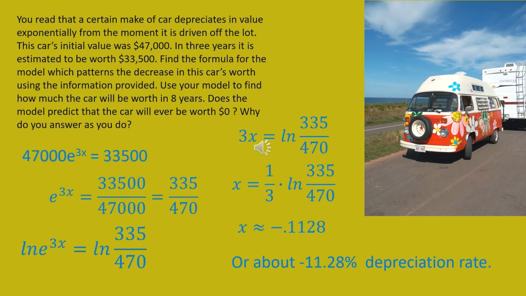If I type that in my calculator, I get negative 0.1128, or approximately 11.28% depreciation per year. I guess if I actually say the word depreciation, I don't need the negative, but the value is negative because we have a decreasing exponential function. So instead of the exponent being positive and the value increasing, the exponent is negative and my value is decreasing. Remember, e is approximately 2.718, so my base is bigger than 1, so to depreciate, the exponent needs to be negative.